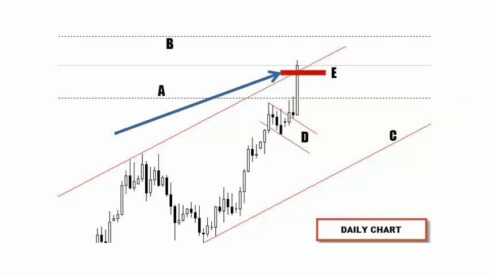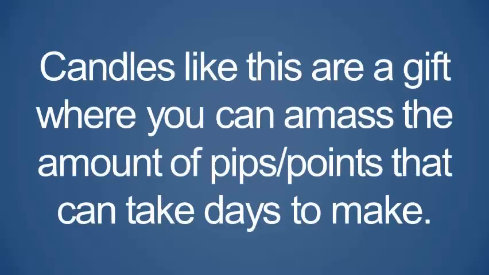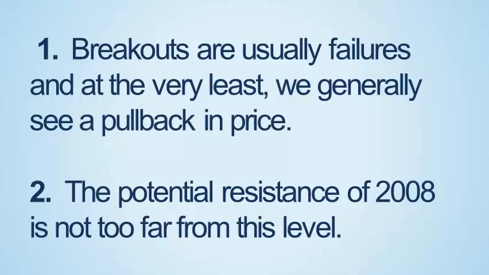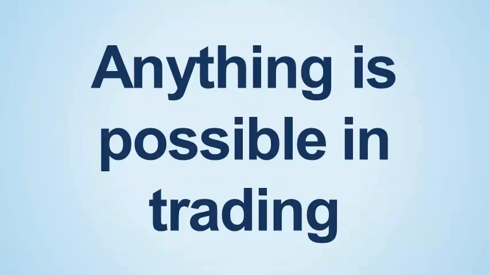So the question is why? Candles like this are a gift where you can amass the amount of pips or points that can take days to make. However, that was just one of the pieces of the puzzle, and now we can look at the location on the trading chart. Now, breakouts are usually failures, and at the very least, we generally see a pullback in price. The potential resistance of 2008 is not too far from this level. So is it possible that price will just ram through the resistance? It certainly is, but so is price stalling for time and then slamming back down.